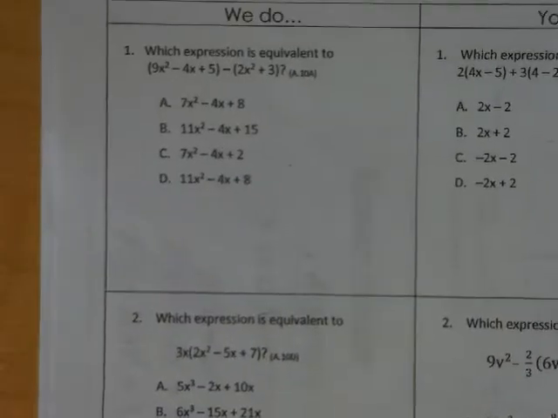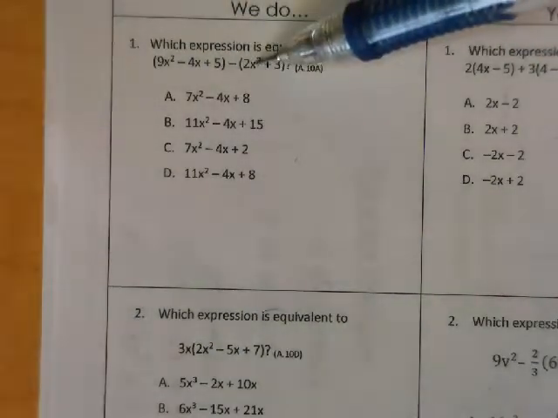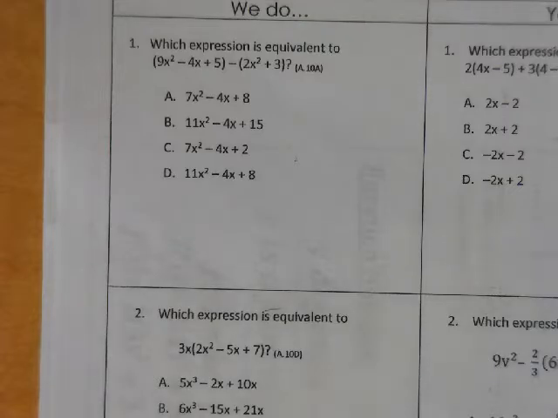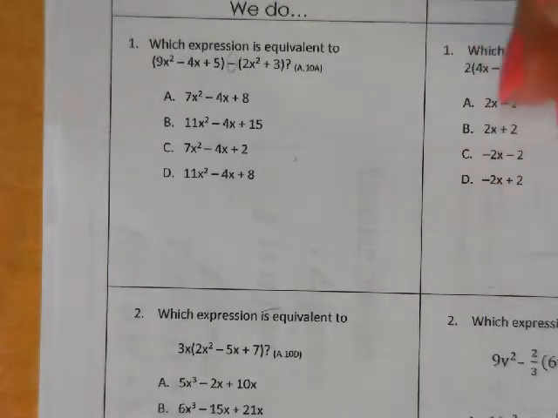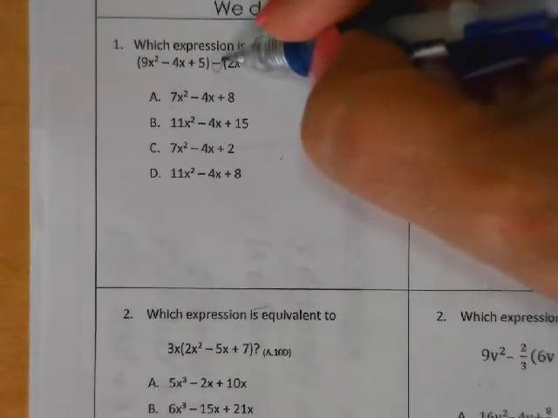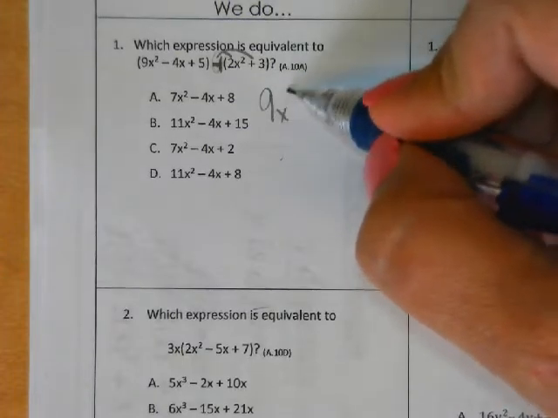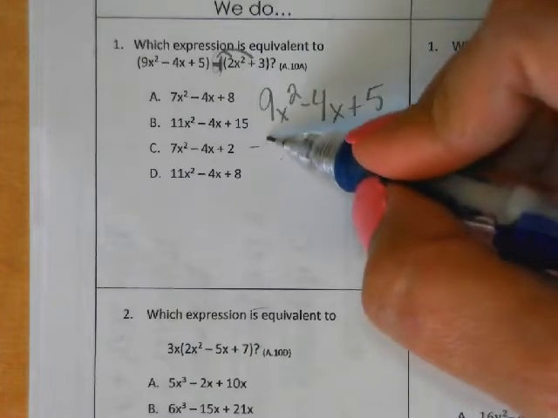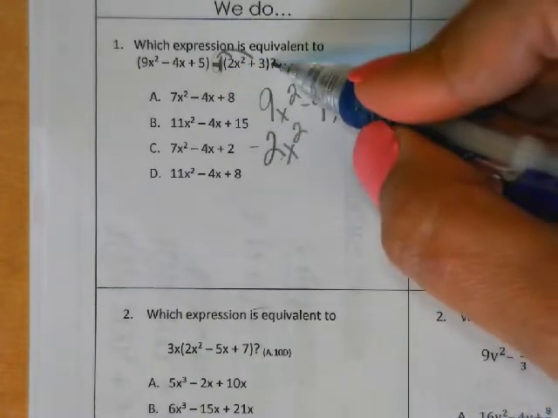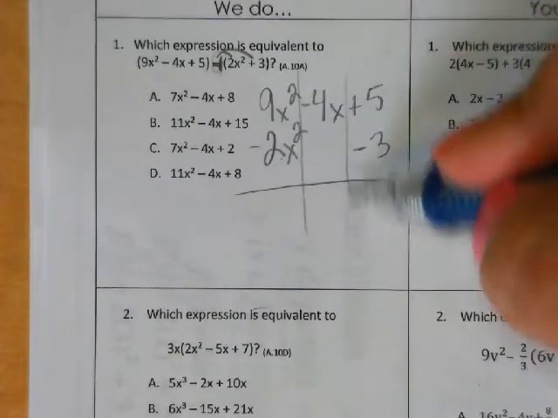Which expression is equivalent to 9x squared minus 4x plus 5 minus the quantity of 2x squared plus 3? Okay, what does it mean when we have this minus in front of this whole parentheses right here? Yeah, we're going to multiply. It's a negative 1, right? So all we're doing here is collecting like terms. So for some of you, because you're very visual, right, this becomes a negative 2x squared. And what kind of 3 does this become? Does it stay a positive or become a negative? It becomes a negative.